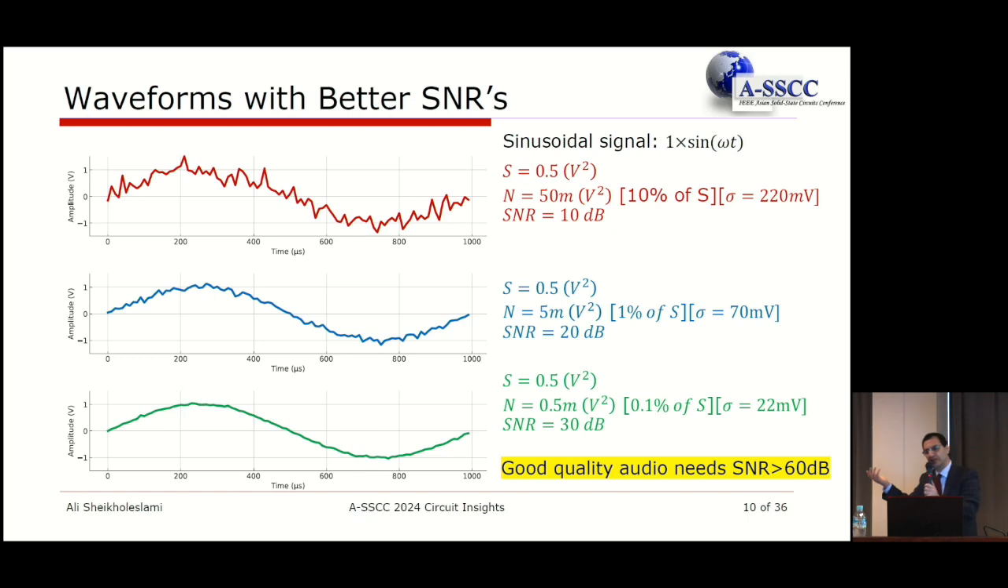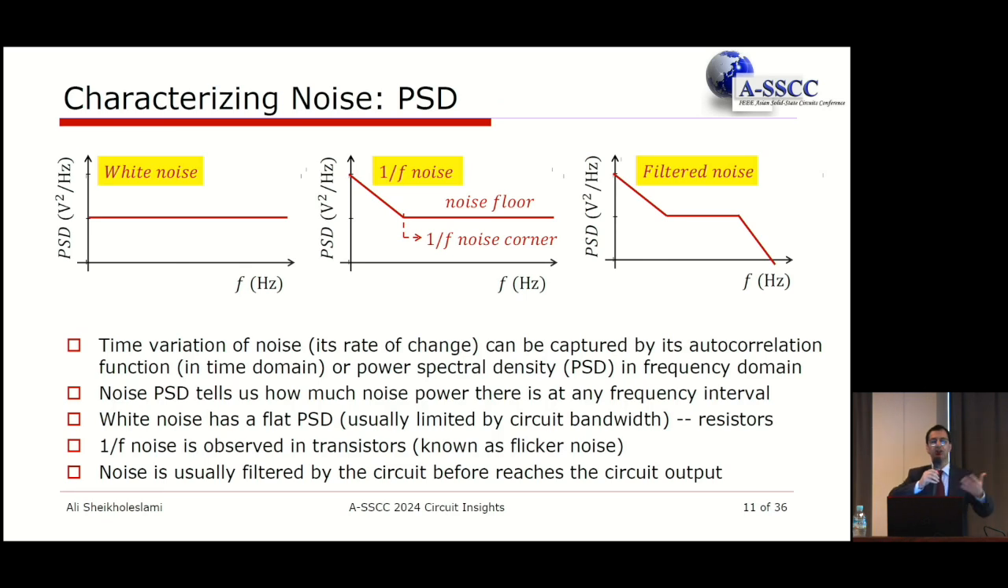The noise that I showed you, on purpose I limited its activity to 10 kilohertz. That means there was a filter that didn't let the noise be moving much faster than that 10 kilohertz. But if you do not do this, the noise may have much higher frequency content. And so this is why we would go and characterize the noise in what is called power spectral density.